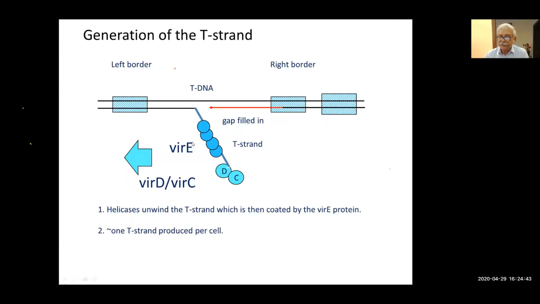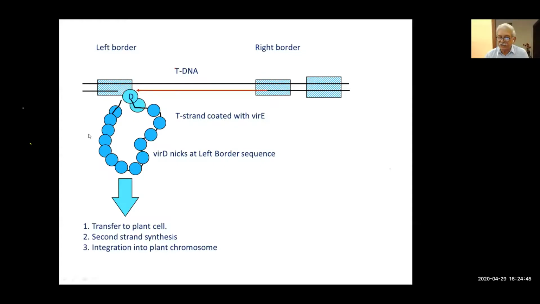All right? So this is a structure that I showed you last time, that this is a complex of Vir-E protein plus tDNA, which is transferred to plant cell. In the plant cell nucleus, the second strand synthesis takes place. So this single-stranded tDNA becomes double-stranded. And what is at the termini of this single-stranded tDNA molecule? Is it linear or is it circular?